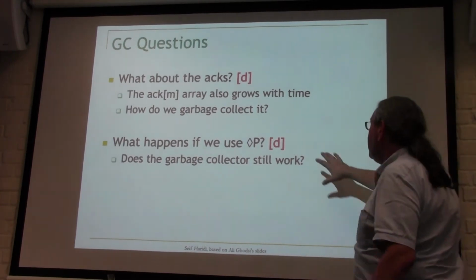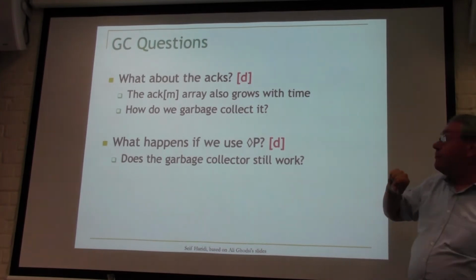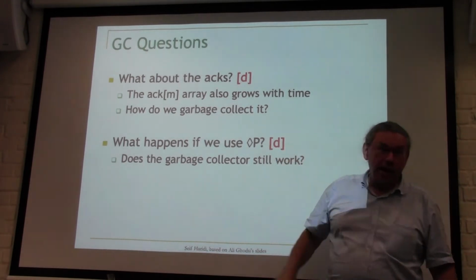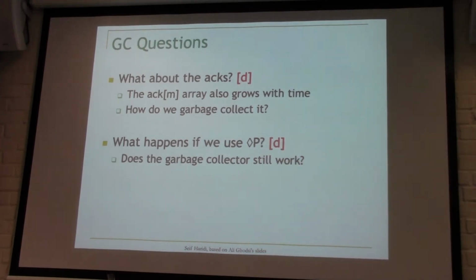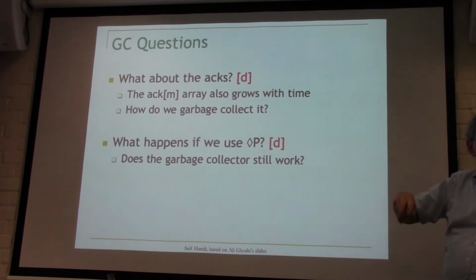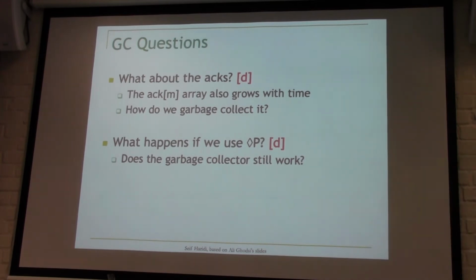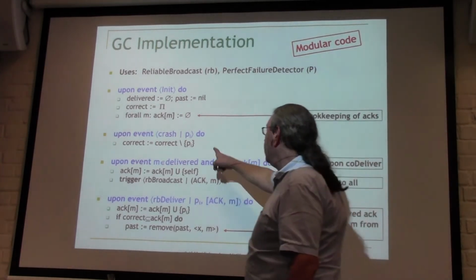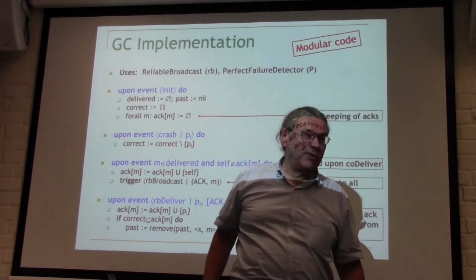And then the very important question: I have defined the garbage collector using a perfect failure detector. What happens if we use an eventually perfect one? Does it still work? That would be wonderful, right? Please, let there be a miracle. Does it still work? What do you think? If I replace P by eventually P in there, will it still work? I put an eventually perfect one there.